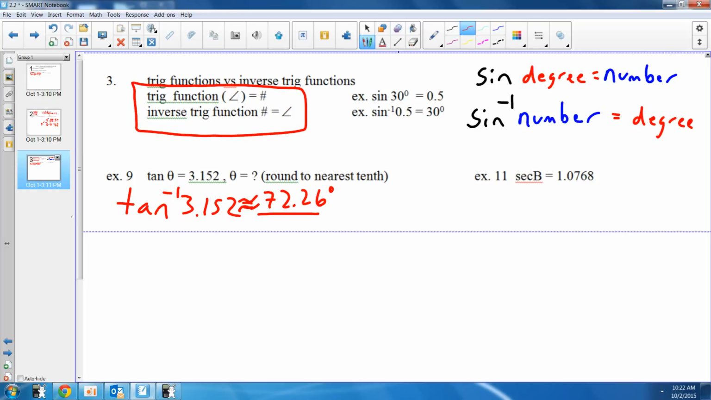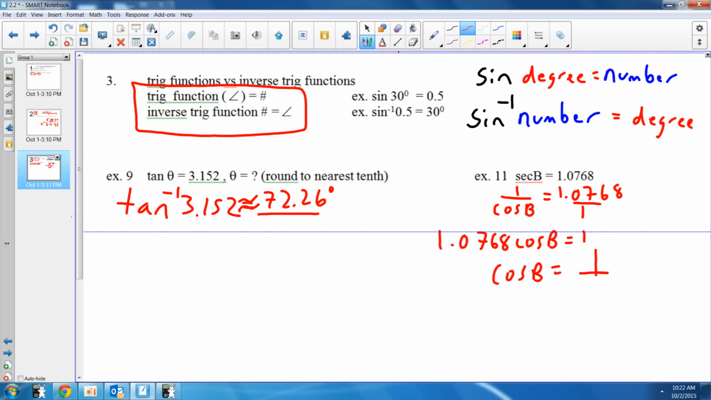First step is going to be convert it to cosines using the reciprocal identity, which we should know automatically now. Then what I want to do is cross multiply to solve for B. So it becomes 1.0768. I'm solving for the cosine B.